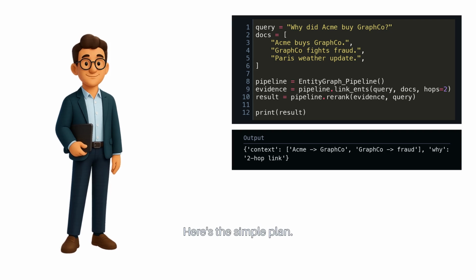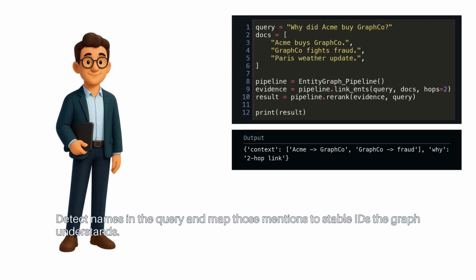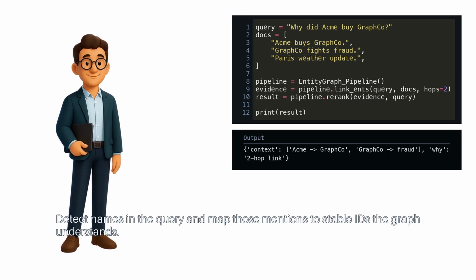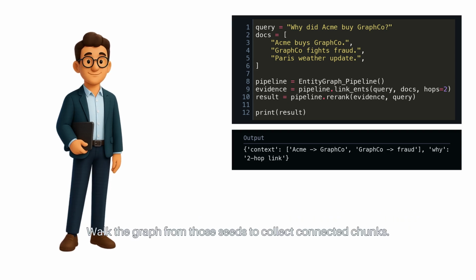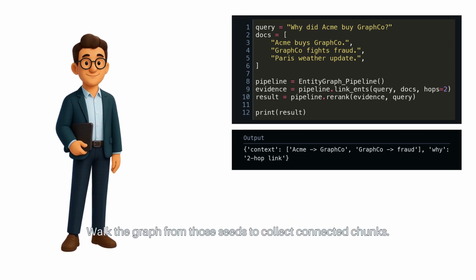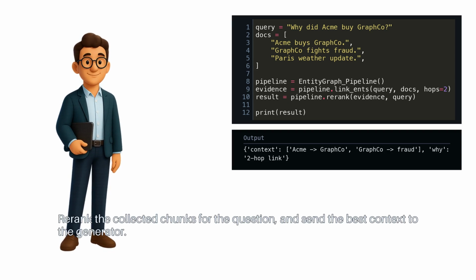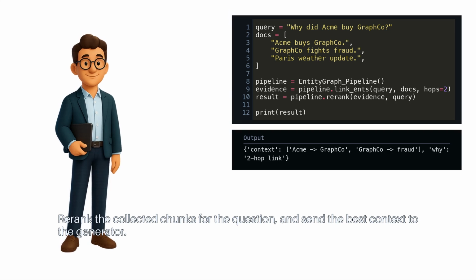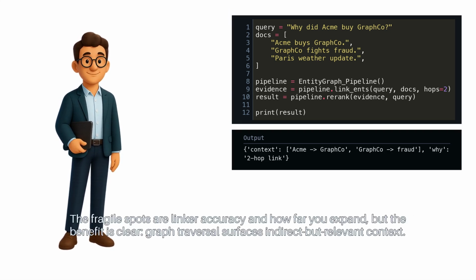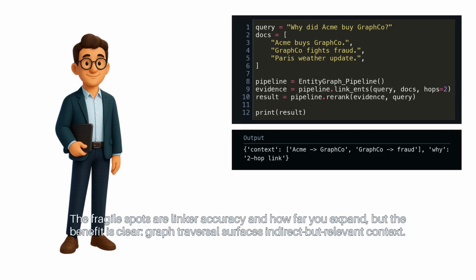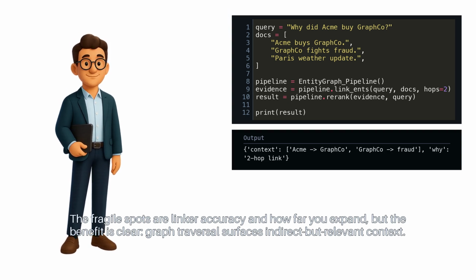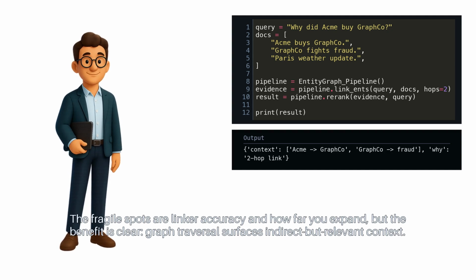Here's the simple plan. Detect names in the query and map those mentions to stable IDs the graph understands. Walk the graph from those seeds to collect connected chunks. Re-rank the collected chunks for the question and send the best context to the generator. The fragile spots are linker accuracy and how far you expand. But the benefit is clear. Graph traversal surfaces indirect but relevant context.